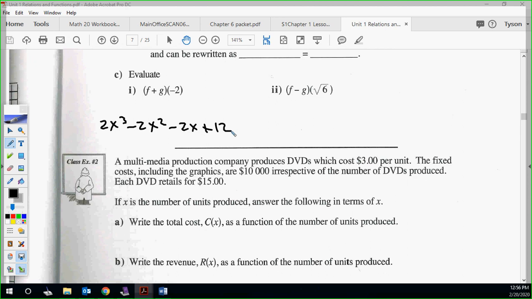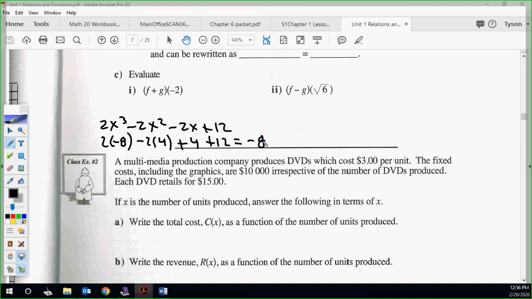So negative 2 cubed is negative 8. So I have 2 times negative 8. Negative 2 squared is 4. Negative 2 times 4. Negative 2 times negative 2 is positive 4 plus 12. So I have negative 16, negative 24, negative 20, negative 8. So I get negative 8 when I plug into the expression.